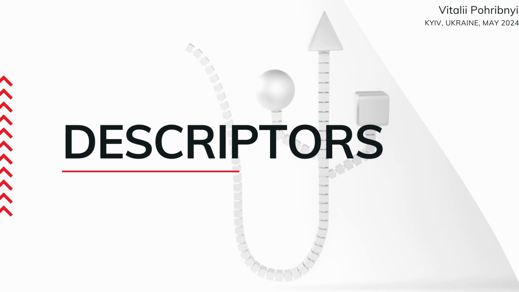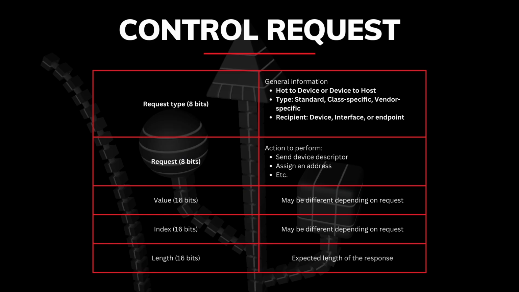Now that we have figured out how to exchange data between the host and device, it's time to send some useful information. Like always, the host would request this data first with the setup packet, and the request will always have the same structure. The answer at this stage will always be some kind of descriptor. We'll take a look at the request structure first.